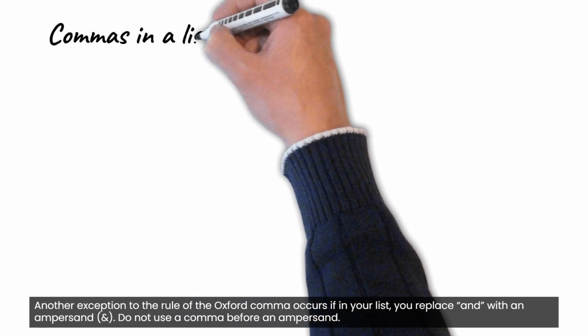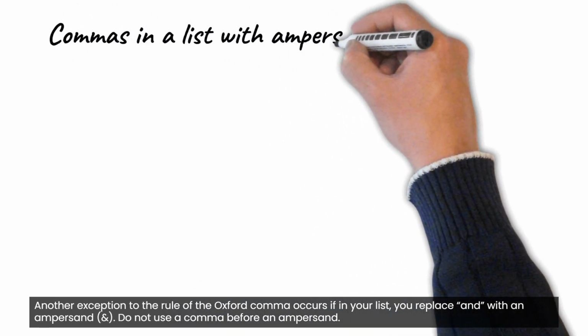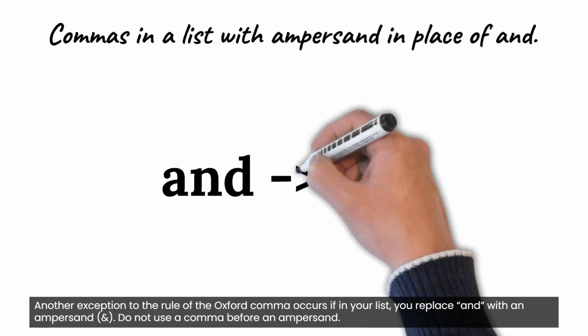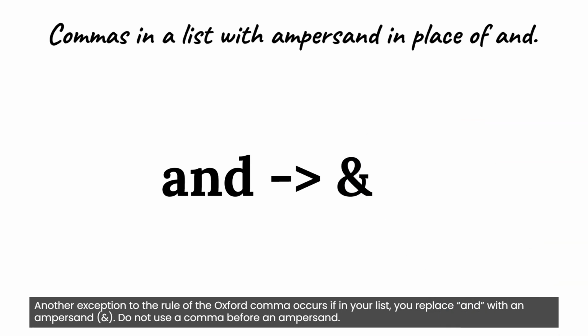Another exception to the rule of the Oxford comma occurs if in your list you replace and with an ampersand. Do not use a comma before an ampersand.